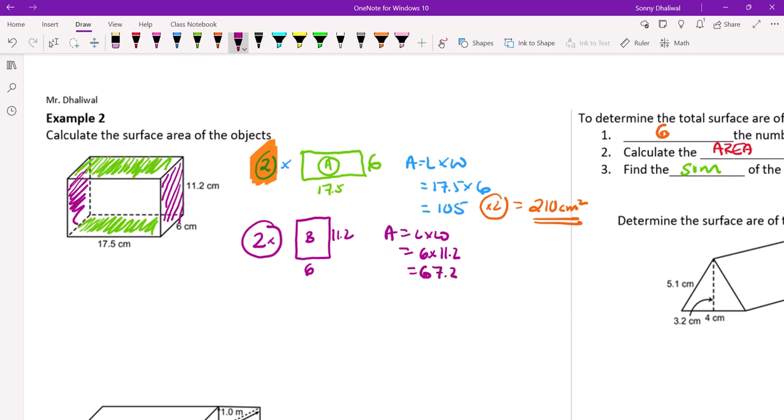67.2. So that's just finding this side here. Now we got 2 of them, so we need to double it. Because we have 2 of them. What's 67.2 doubled? 134.4 centimeters squared. Okay. So we've got 2 done here, 2 done there, 4 sides altogether. We said there's 6 sides, so there's another 2 sides to go.